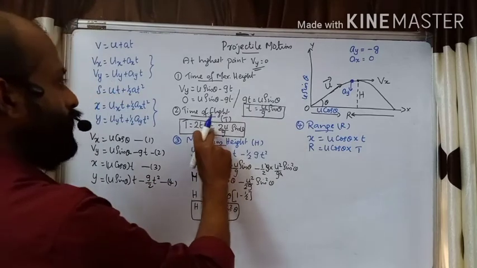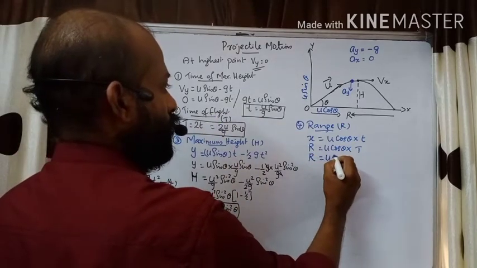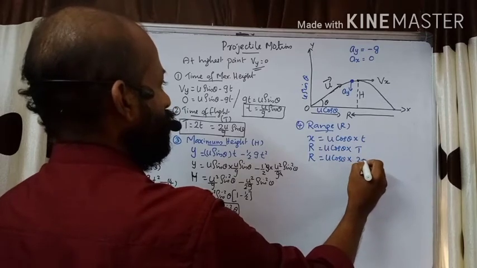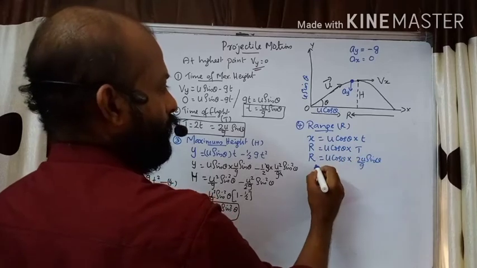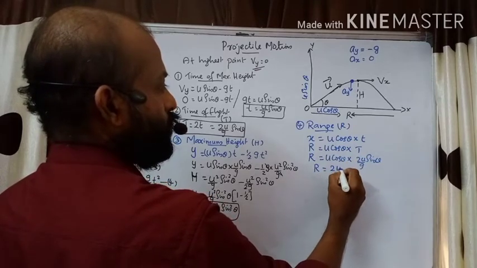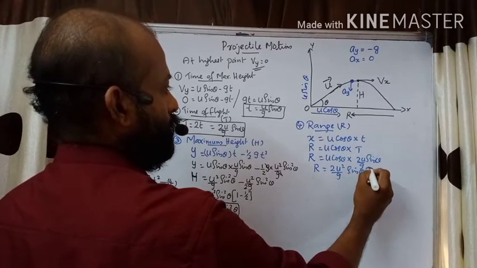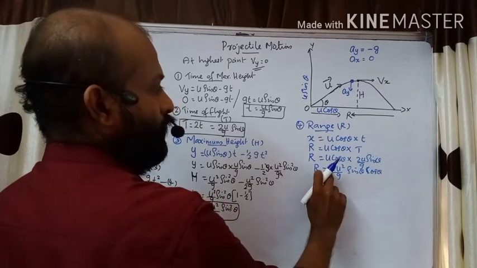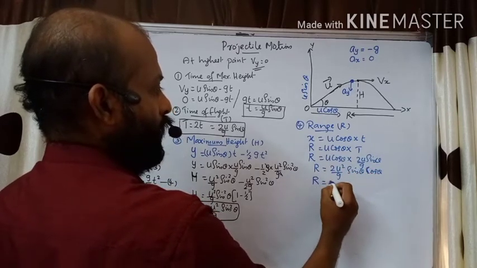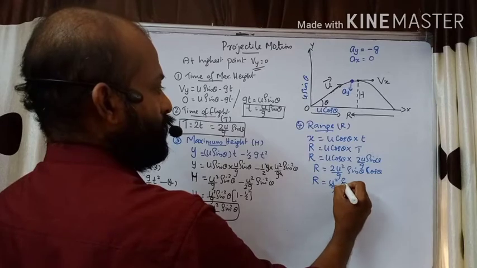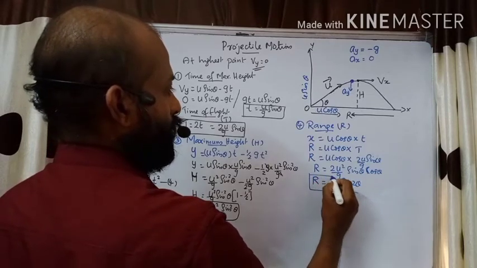What is capital T? 2u sin theta by g. When you substitute here, R is equal to u cos theta into 2u sin theta by g. So when you multiply, you get range is equal to 2u square sin theta cos theta by g. We know 2 sin theta cos theta is sin 2 theta. So what is the range? It is u square sin 2 theta by g. This is the equation for range of the projectile.